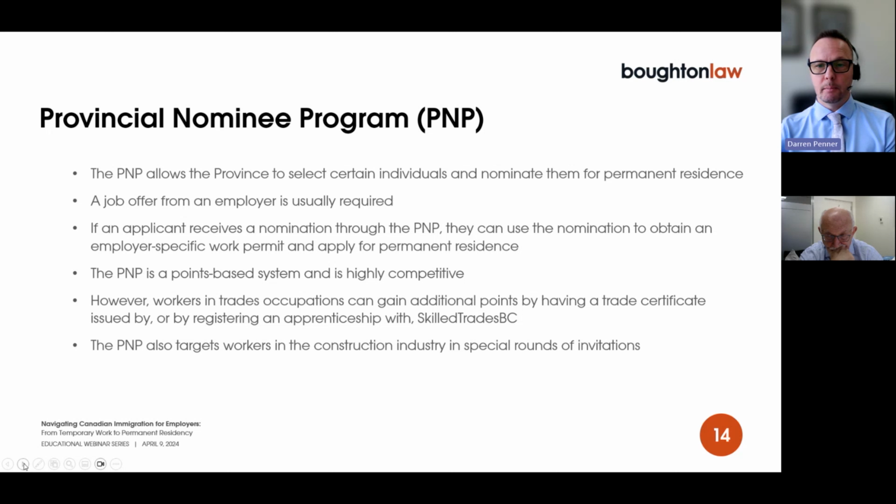Provincial nominee program is another tool that we've used quite a bit in the past. The provinces went to the federal government quite a few years ago and said that they wanted to have more input into selecting the people who were immigrating to their provinces. So these provincial nominee programs were born, which we call the PNP. The good thing about PNP is if your worker can get a nomination from a province, it allows the worker to get a work permit and also apply for permanent residence right away.